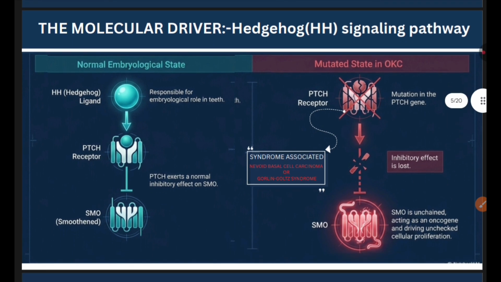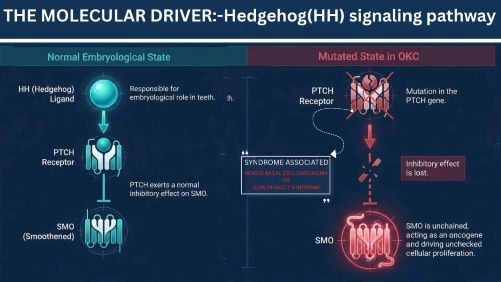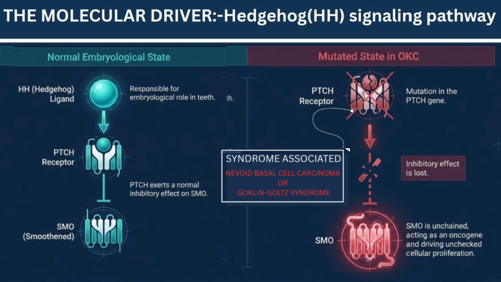Now, the third pathway is the molecular pathway, in which normally HH ligand is responsible for embryological role in teeth. It binds to PTCH gene. The PTCH gene exerts a normal inhibitory effect on SMO, which acts as an oncogene. But in mutated state, HH ligand binds to PTCH receptor, but PTCH receptor is mutated, so there is no inhibitory effect, and the SMO acts as an oncogene, resulting in the development of odontogenic keratocyst. Or due to the mutation in PTCH gene, there is a syndrome association which is known as nevoid basal cell carcinoma or Gorlin-Goltz syndrome.